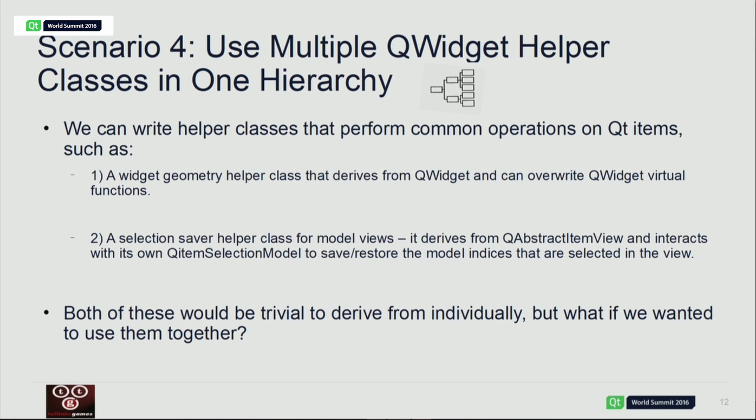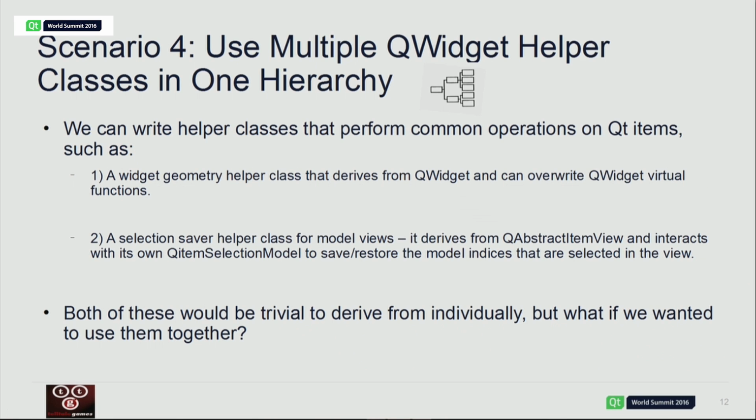Scenario 4, this is kind of our most advanced scenario. So let's say we wanted to use multiple QWidget helper classes in one hierarchy. I'm a big fan of object-oriented programming, like the derivation approach, so making little helper classes that you can just derive from, and then you automatically get the functionality of those helper classes by virtue of deriving from them.